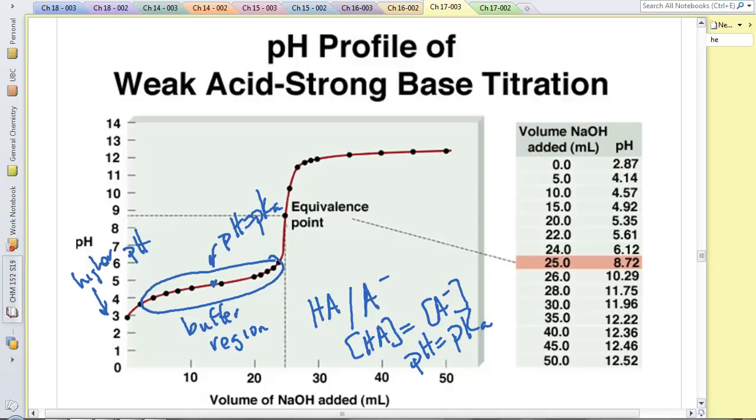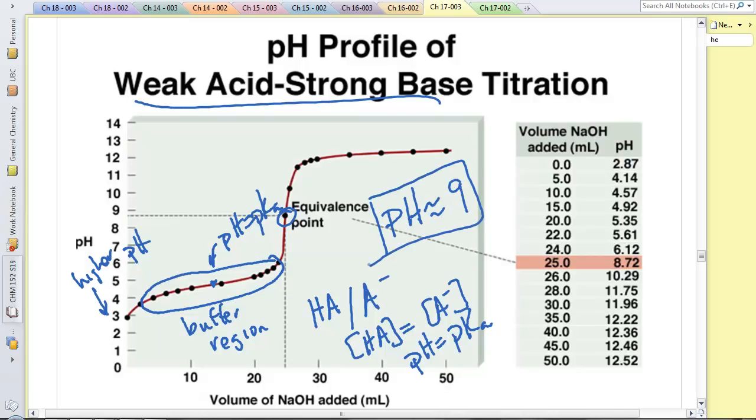Now, other key point, equivalence point. Look at the pH. It's kind of close to 9. So we're not going to do a calculation here to figure out the pH. We could, because essentially we just have a salt solution, and you know how to determine the pH of a salt solution, right? But typical weak acid, strong base, pH is somewhere around 9. That's typically what you see.